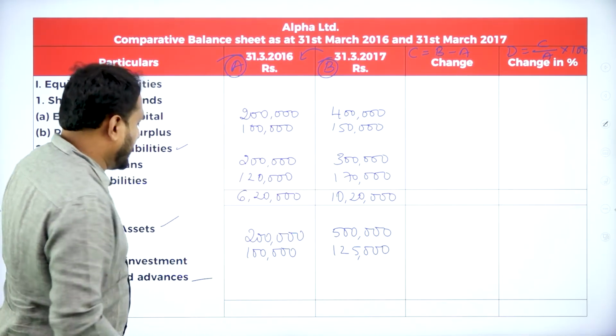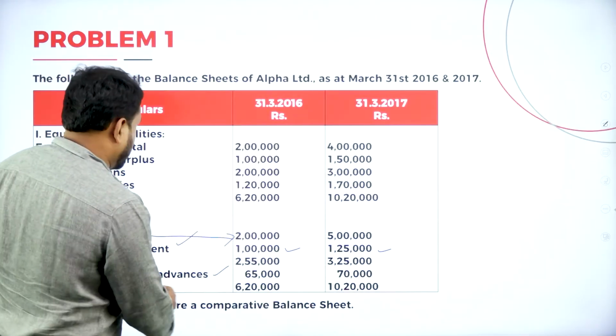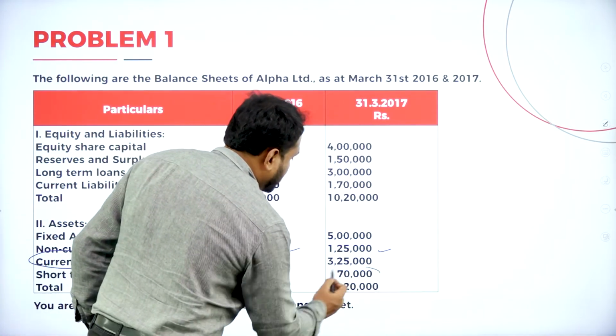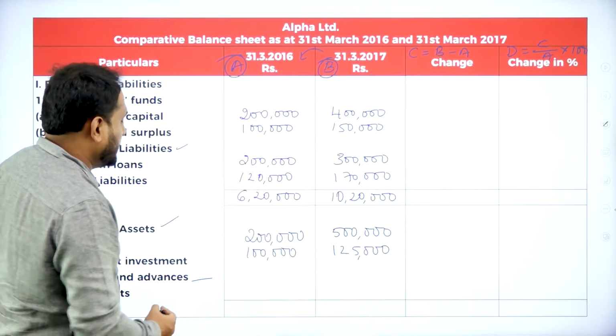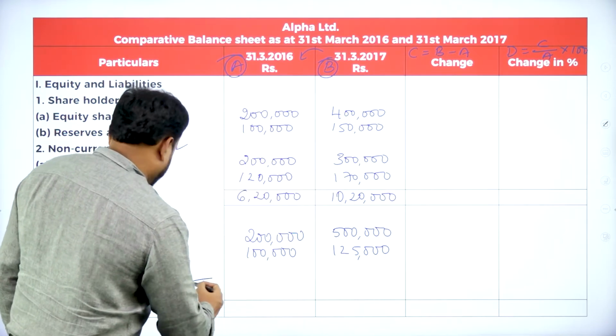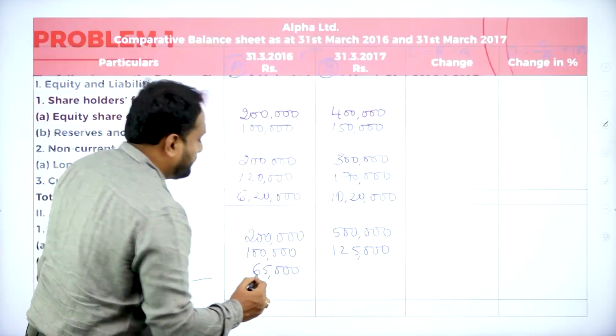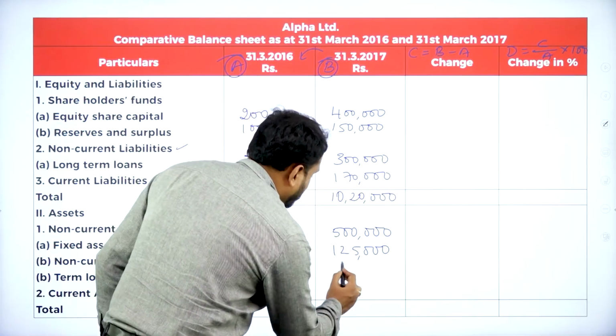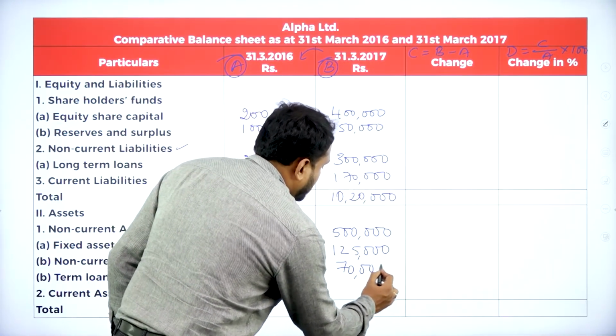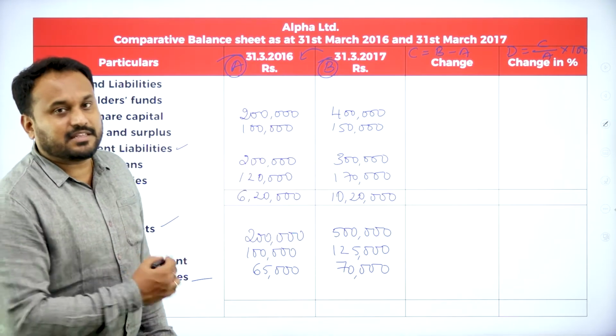The term loan, let's go with the term loan here. Term loan is how much here? 65,000 and 70,000. So we'll write here 65,000 term loan, and one more is 70,000. So we'll write here 70,000. So easy here, 65 and 70.